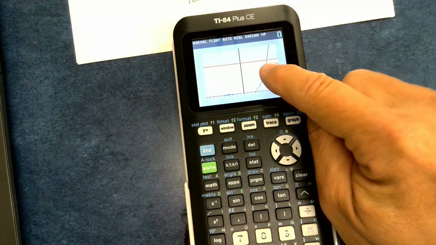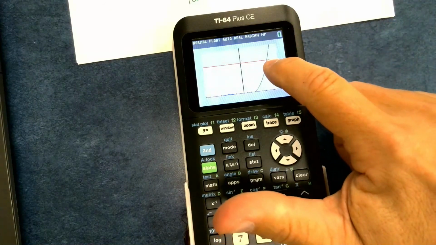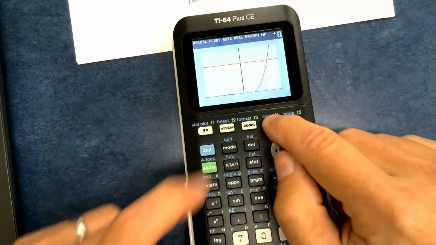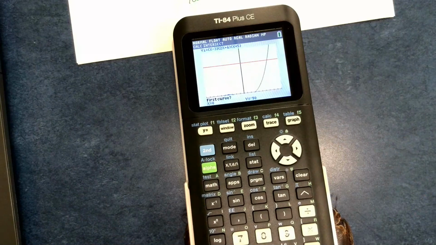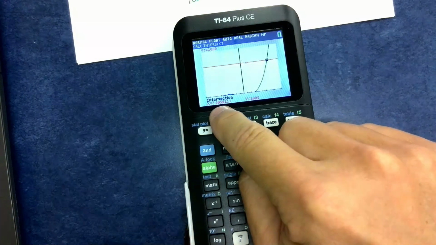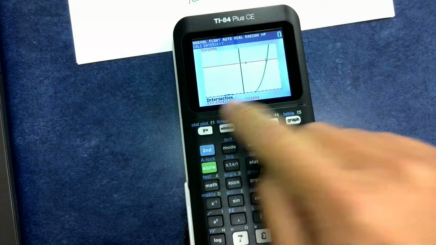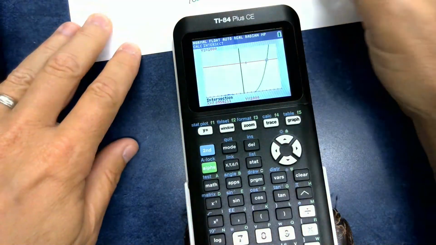That actually does intersect, so there is a solution right there. And how do I find that intersection point? I simply do second trace, number 5 intersection, enter, enter, enter. And that tells me in order for me to get a volume of 1,000 cubic centimeters, that my x needs to be 7.095. So let's go ahead and write that.